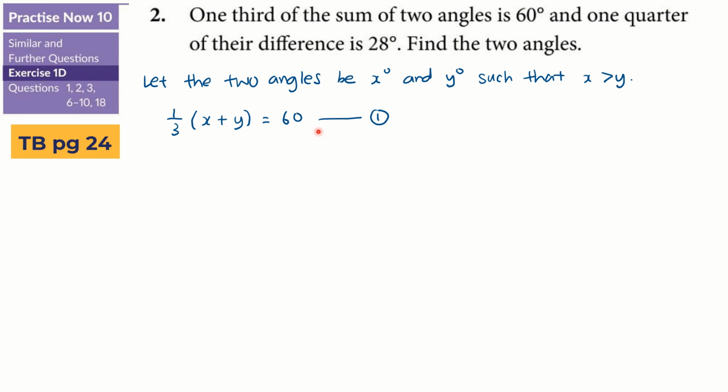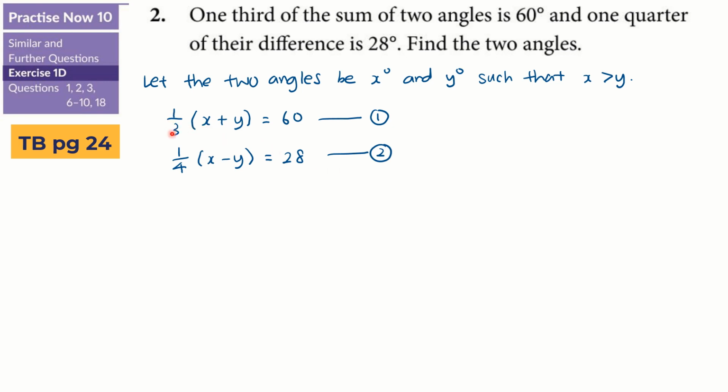Then in my second equation, I make use of the second piece of information. That is 1/4 of their difference is 28 degrees. So the difference is actually x minus y since x is greater, and then we take 1/4 of it. So the equation that we need to form will be 1/4 times (x minus y) equals 28. So these will be our two equations.